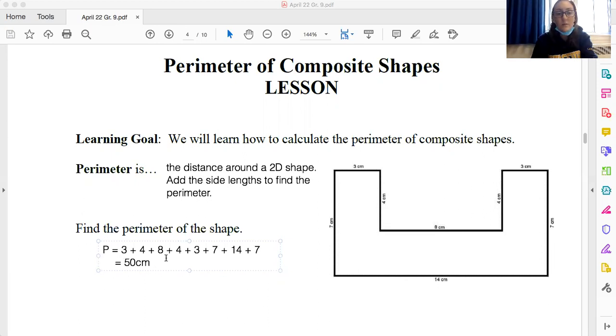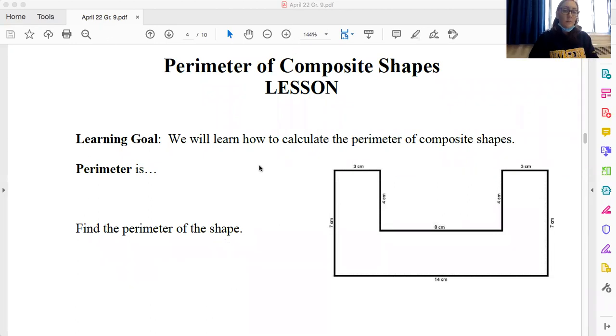So with the perimeter, you are not giving squared or cubed. Perimeter is just centimeters or whatever units that you use. Area is squared, and then volume is cubed, so it's got the little 3. Okay, so I'm going to clear this. We're going to move forward.